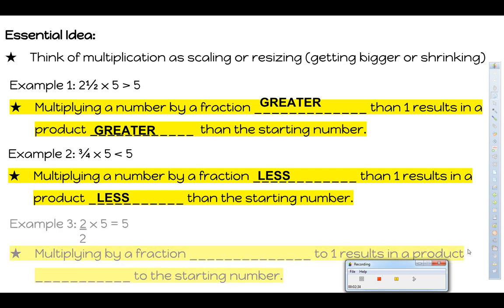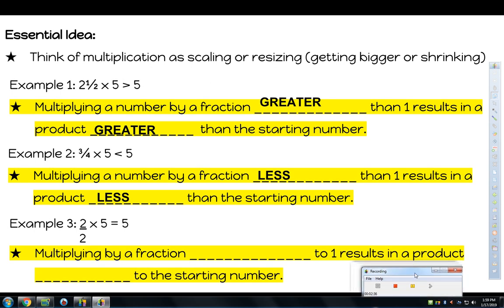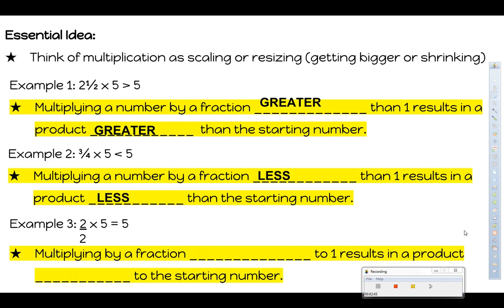And then finally, what happens if you multiply by a fraction that's equal to 1? We know that anything times 1 keeps the same value. That's the identity property. Good job! So anything that's multiplied by a fraction equal to 1 will have a value that's equal to the starting number.